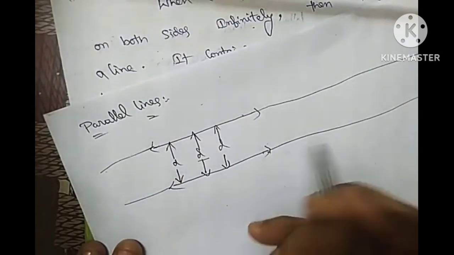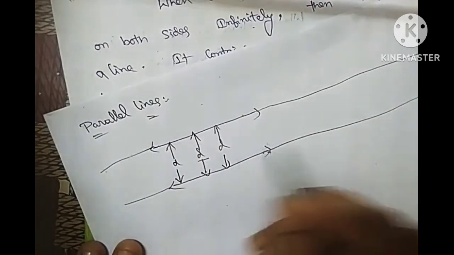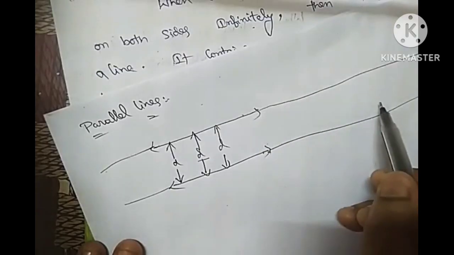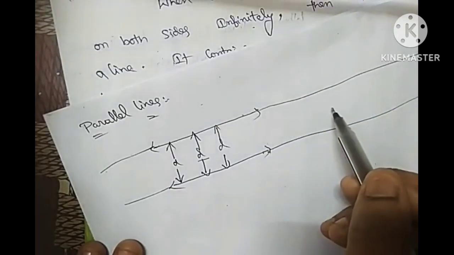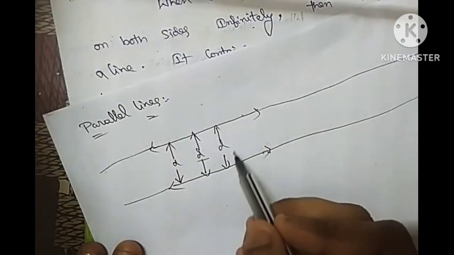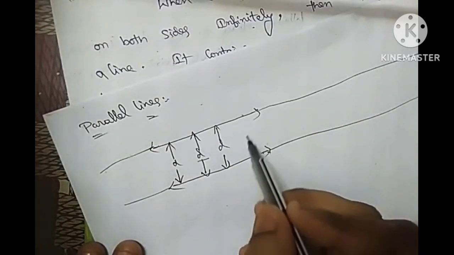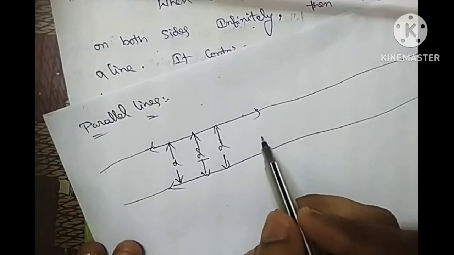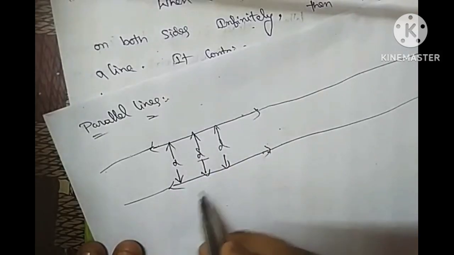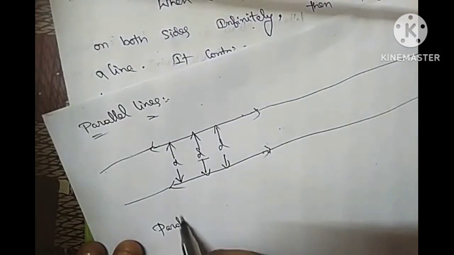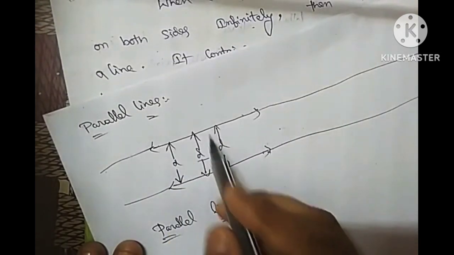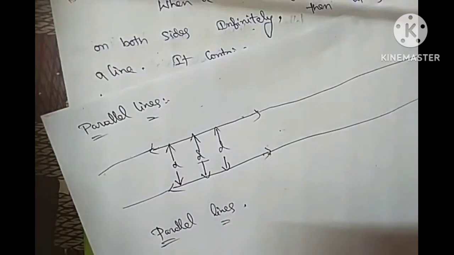If they maintain the same distance between those two lines, then there will be no chance to meet with each other at any point. Because if it bends somewhat and extends somewhat, then there will be a chance to meet. But here they maintain the same distance between these two lines, so there will be no chance to meet or cross each other at any point. So in this condition we call them parallel. They always stay like this, maintaining the same distance between the two lines.